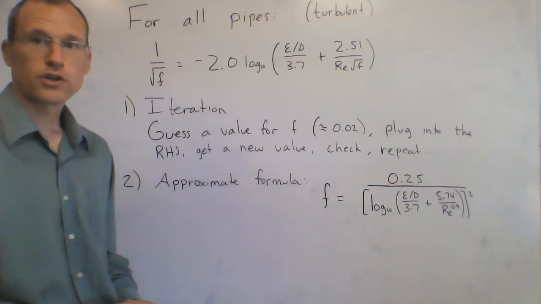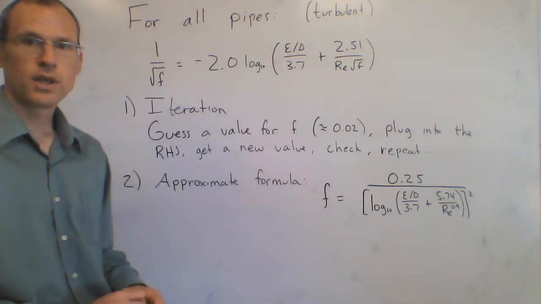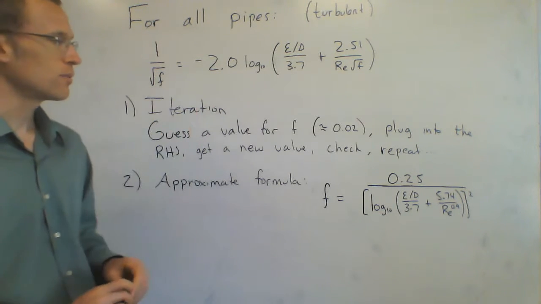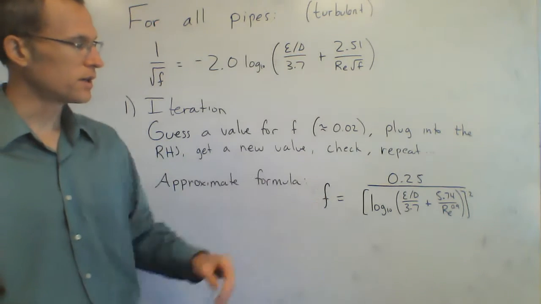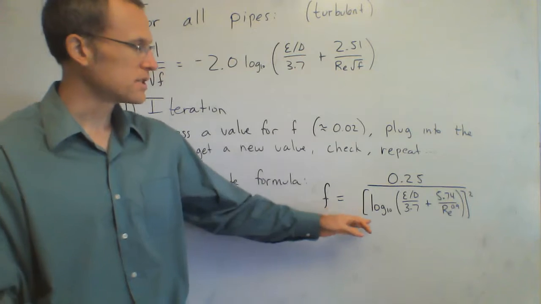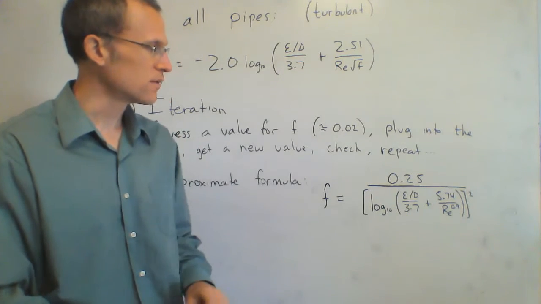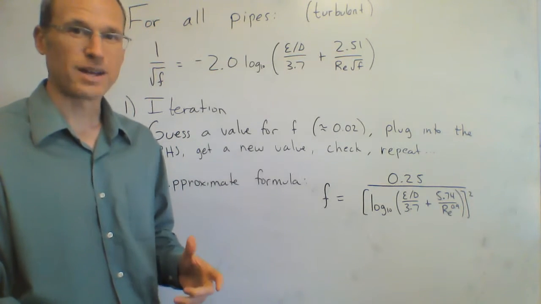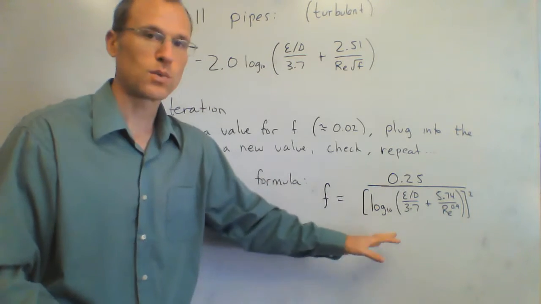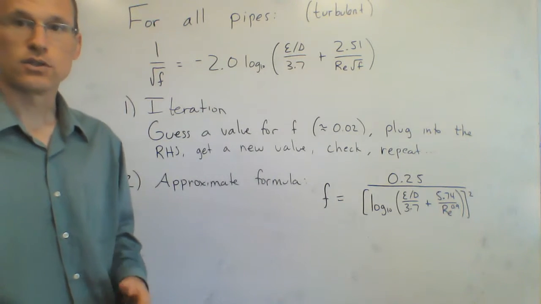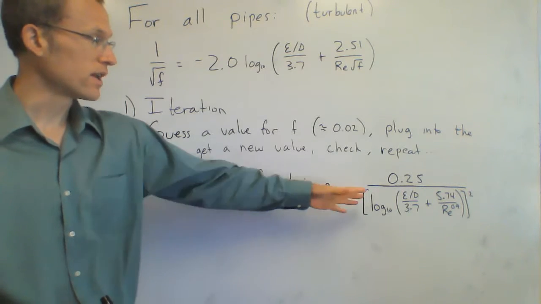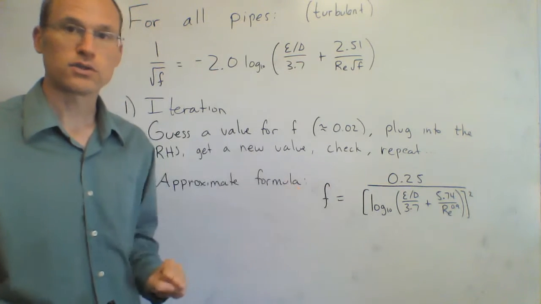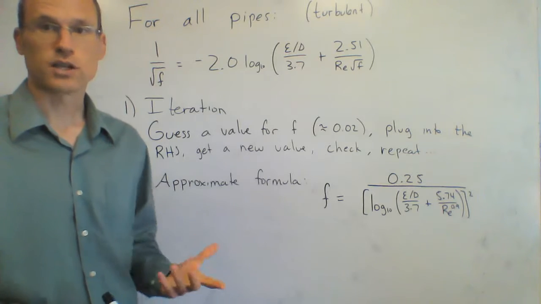Second option is a lot quicker, but it's only approximate, and that's an approximate formula that's been derived based on this first more complicated one. The approximate formula: f equals 0.25 over log base 10 of (epsilon over d over 3.7 plus 5.74 over Reynolds number to the 0.9 power). Take that whole thing on the bottom and square it, and that gives you an approximation for f. The nice thing about this one is there's no f on the right-hand side. Just straight up plug all the numbers in on the right-hand side. Gives you an approximate value for f.